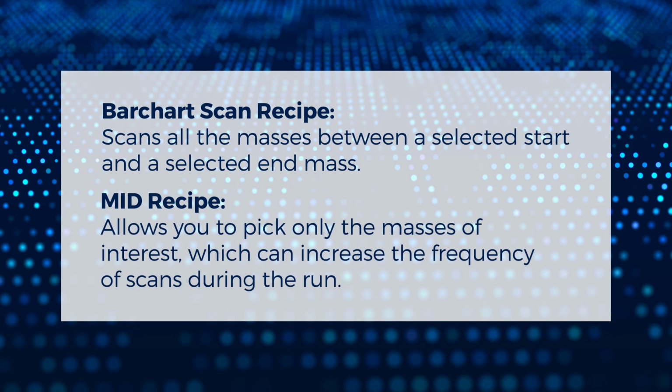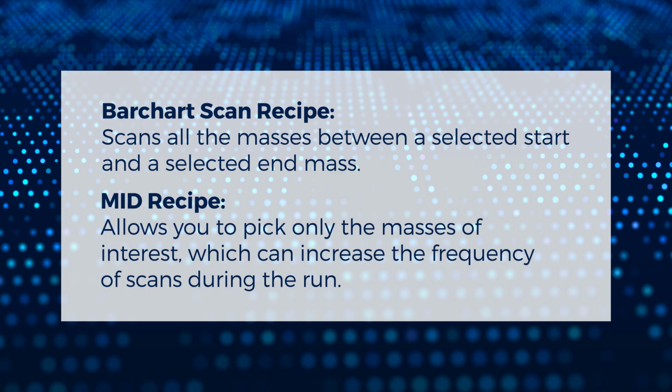When running a TGA-MS experiment, you will decide whether you want to run a bar chart scan recipe or MID recipe for your mass spec data collection method. A bar chart recipe scans all the masses between a selected start and selected end mass. An MID recipe allows you to pick only the masses of interest, which can increase the frequency of scans during a run.